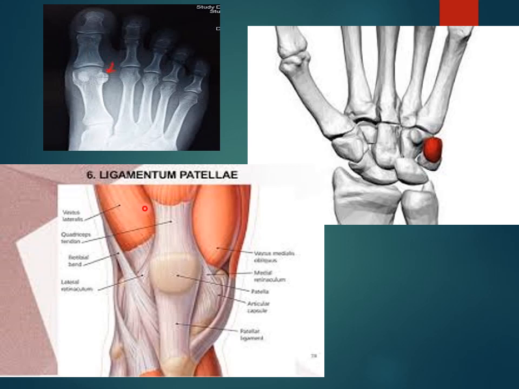These are typical examples of the sesamoid bone. This is the pisiform bone, which is present in the flexor carpi ulnaris tendon, and that is one of the carpal bones. And here you can see the patella, which is present in the tendon of the quadriceps femoris muscle.